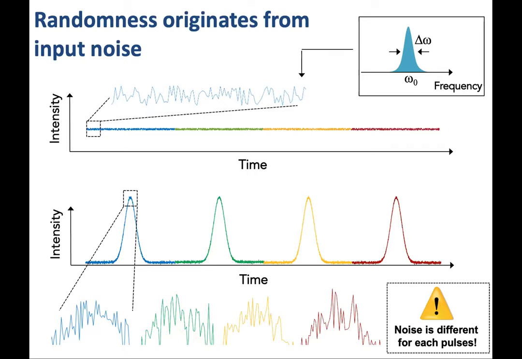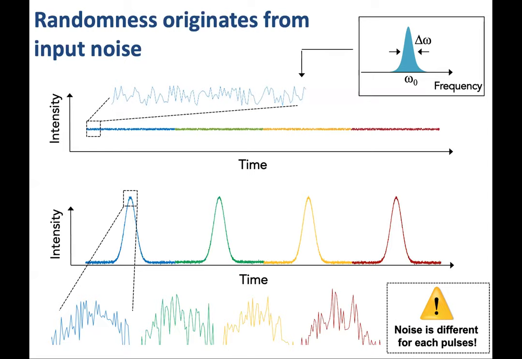So, due to spontaneous emission in particular, every pulse coming out of your laser always contains a tiny amount of fluctuation superimposed on its intensity profile. Although not always resolvable, it is nevertheless there.